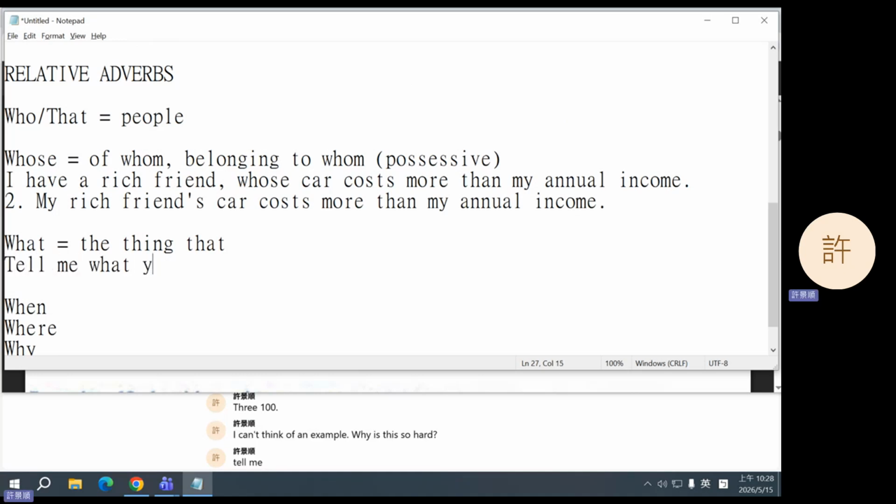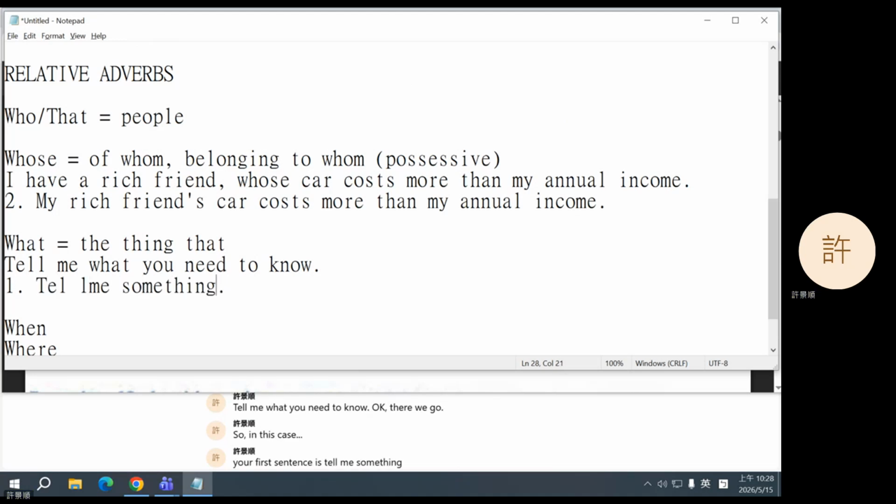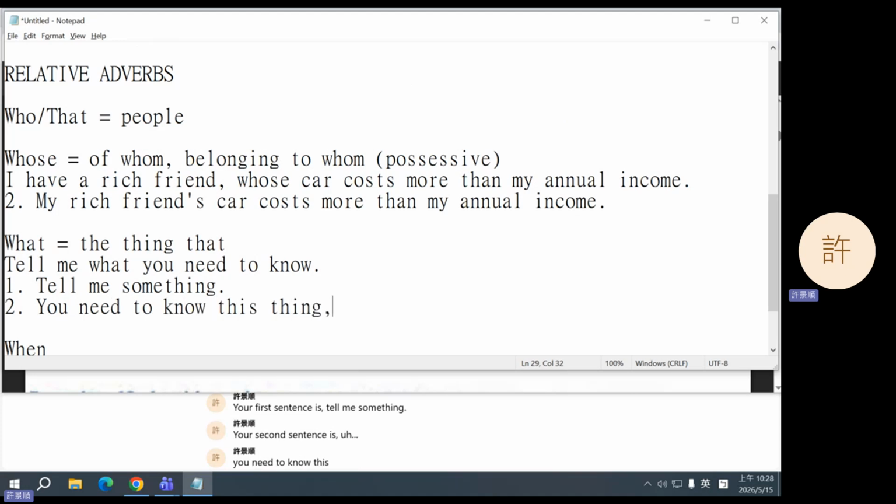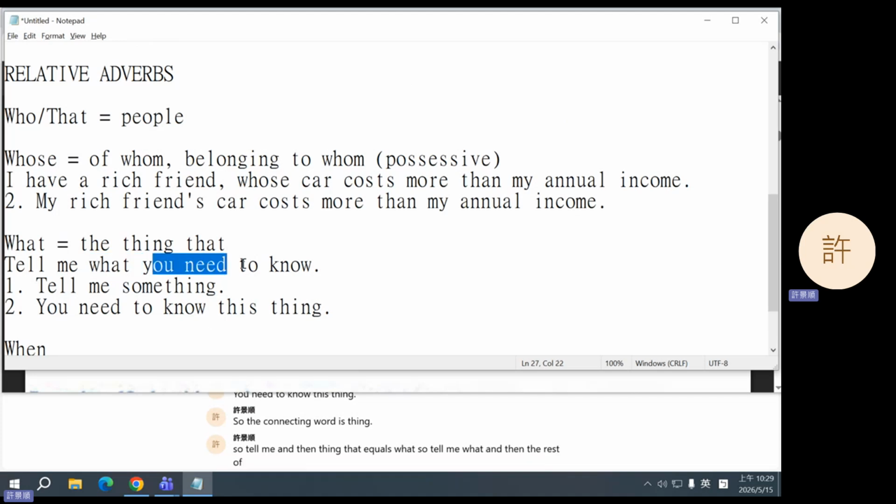Tell me what you need to know. Okay, there we go. So in this case, your first sentence is tell me something. Your second sentence is you need to know this thing. So the connecting word is thing. So tell me, and then thing that equals what. So tell me what, and then the rest of this sentence, you need to know.